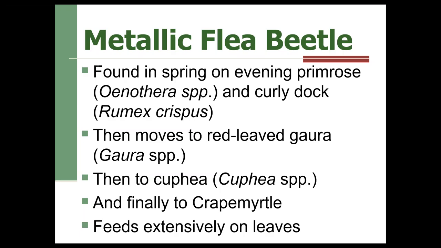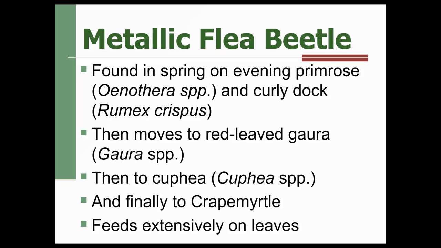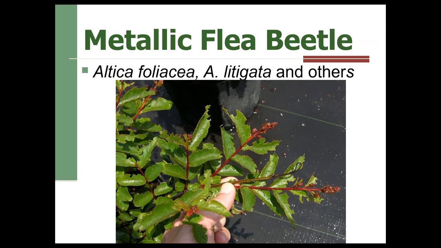But that's sort of a process that we've noticed in Florida, particularly since crepe myrtle doesn't leaf out until later. The metallic flea beetle has to get started on other things earlier in the spring. And this would give you an opportunity to maybe try to bring it under control, either by removing these other host plants or by spraying the host plants to kill the flea beetle early on. So this is the damage that it will do to a crepe myrtle. It will chew the leaves pretty extensively, certainly make them unsalable, if not reduce the growth that the plant will experience as a result of the infestation with the flea beetle.